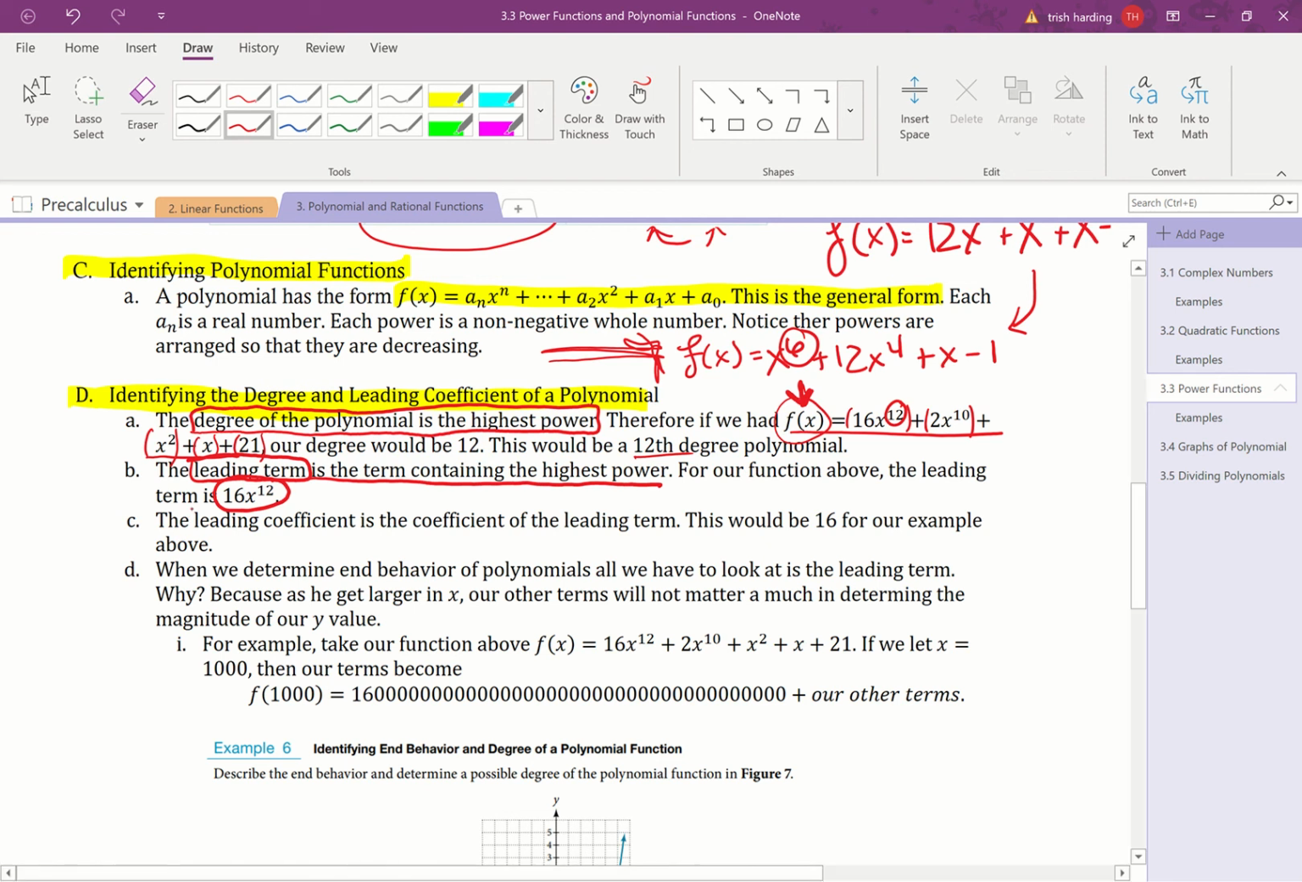Now we have another definition. The leading coefficient is the coefficient of the leading term. So that's just that number that is associated with the first term, whatever we're multiplying that first term by. So when we are going to determine the end behavior of polynomials, which is a whole group of power functions, you have to look at the leading term, because if you were to increase your x, your leading term is the one that would take over.